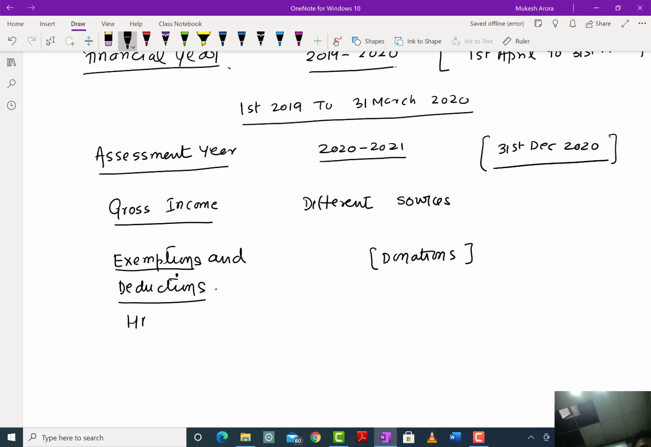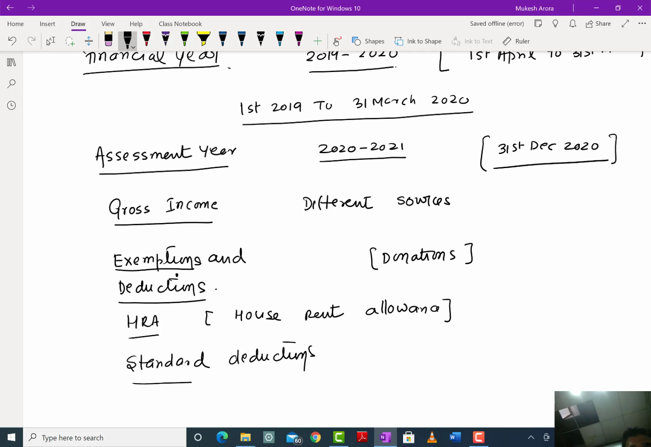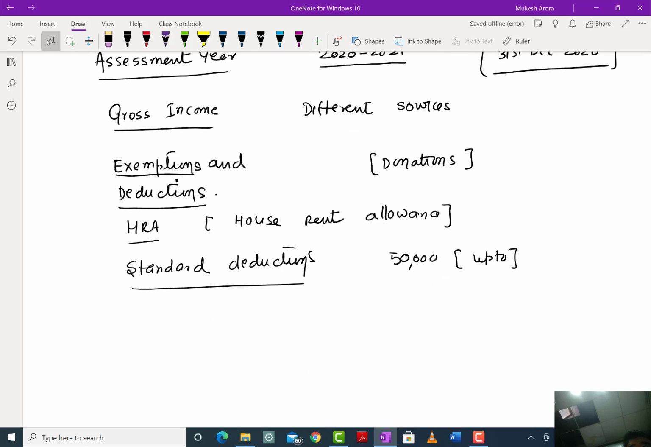Then HRA. HRA is house rent allowance. A salaried individual who lives in a rented house can get the benefit of HRA. That depends upon his income, how much is exempted and how much he is getting. Then we have standard deduction. Standard deduction is allowed up to 50,000 to salaried persons and individuals.